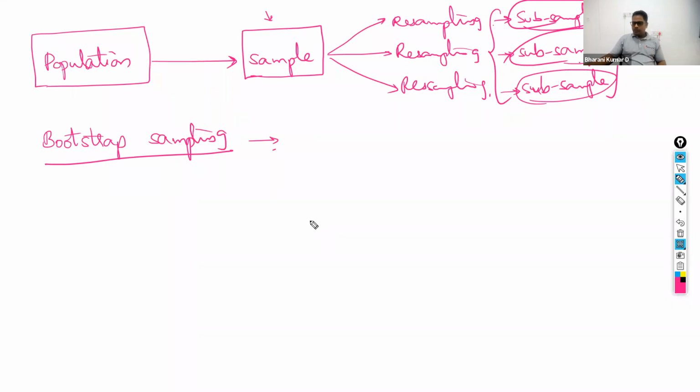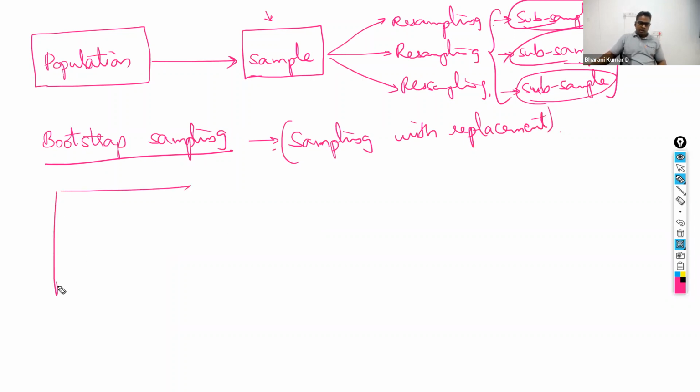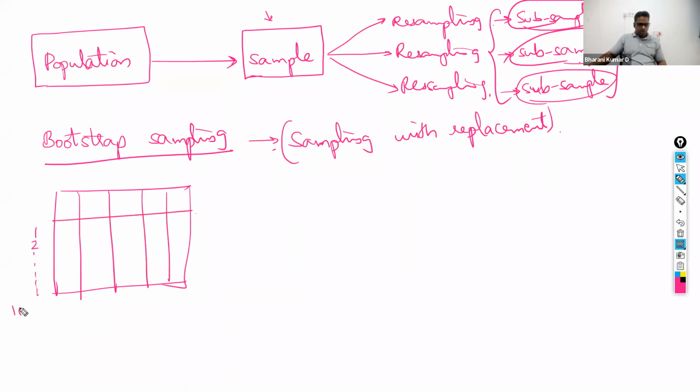Okay. So what do you mean by bootstrap sampling? Sampling with replacement. So suppose you have a sample of some 1,000 observations or 10,000 observations. Say in this data set, you have your output variable and input variables.